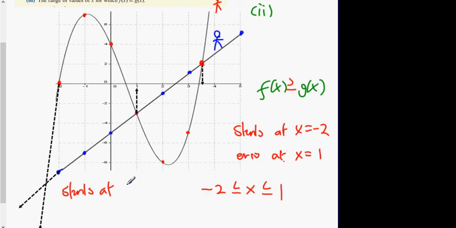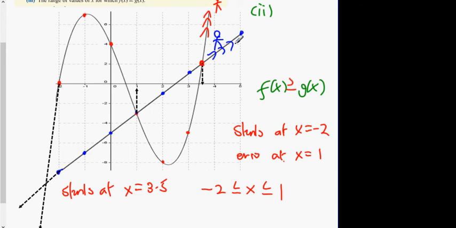It starts again at x equals 3.5. Now here's a question: do you think the line will ever take the curve again? Look at the direction the curve's going in, and look at the direction the line's going in. I don't think it's going to get higher than it anytime soon.